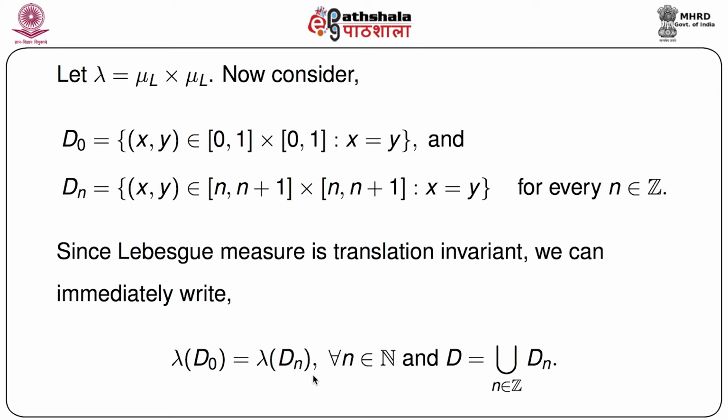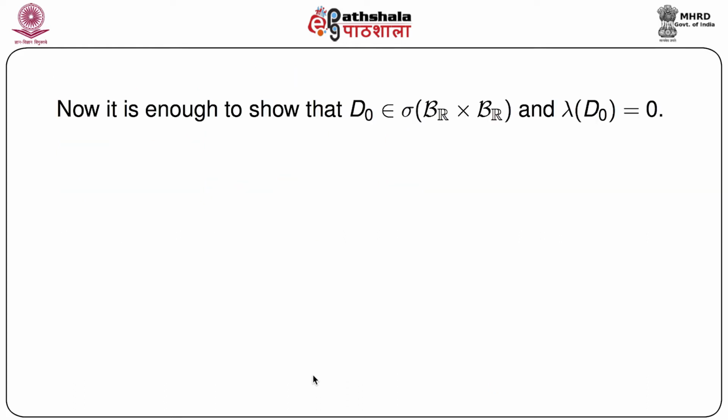Now we know that Lebesgue measure is translation invariant. We can immediately have lambda of D naught equals lambda of D n for all n belonging to the set of natural numbers, and capital D equals the union of capital D n, n belonging to Z. Actually Z or N are basically the same, so sometimes I use Z and sometimes N, at least in this problem. So that's how we can get the lambda measure, or the product measure, over D naught and D n for every n.